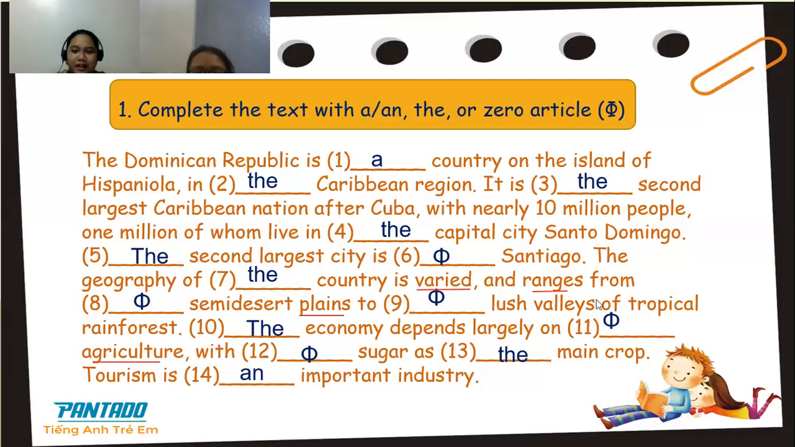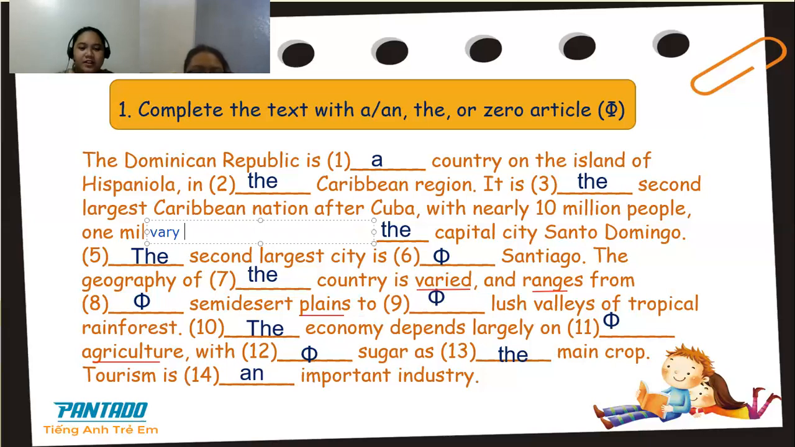Okay, again, follow me. Varied. Varied. Ranges. Agriculture. Again, agriculture. Plains. All right, if you see this word, how will you read this?